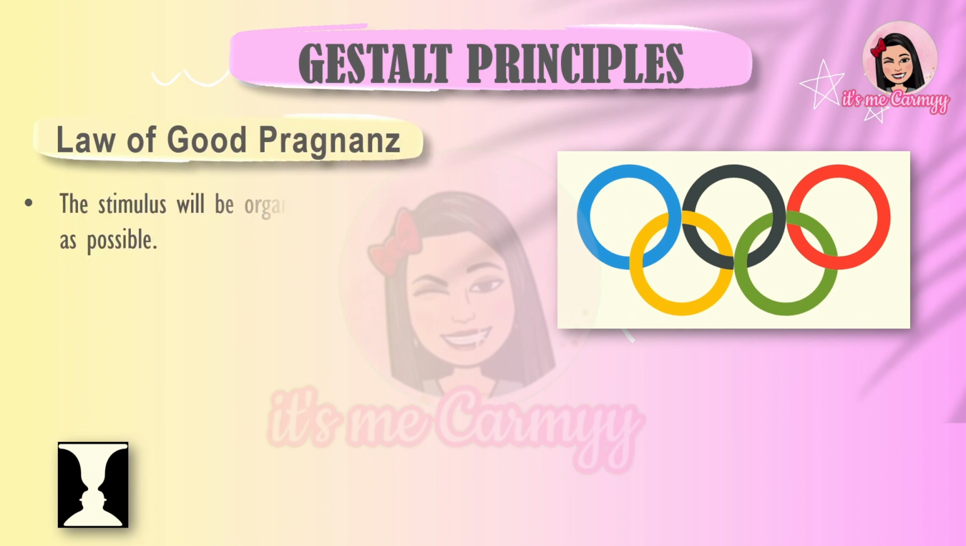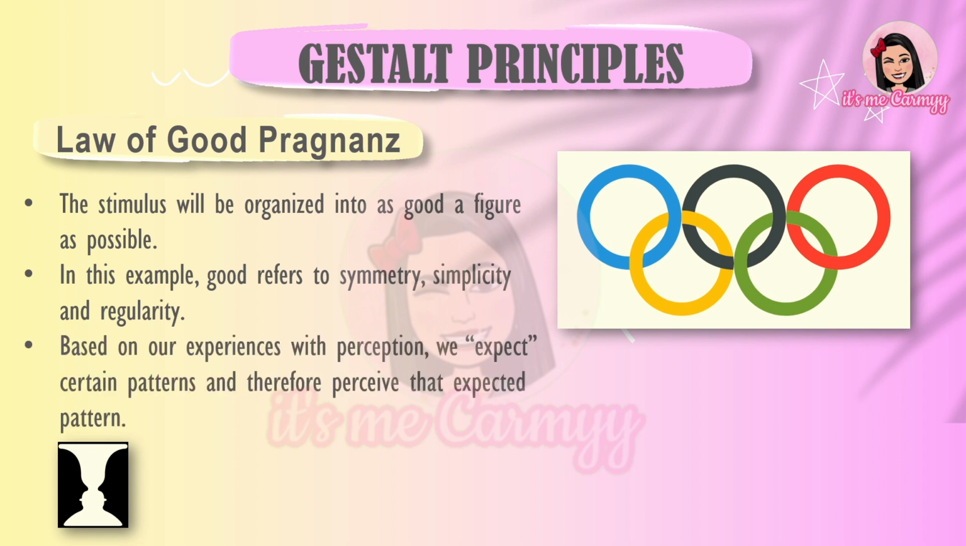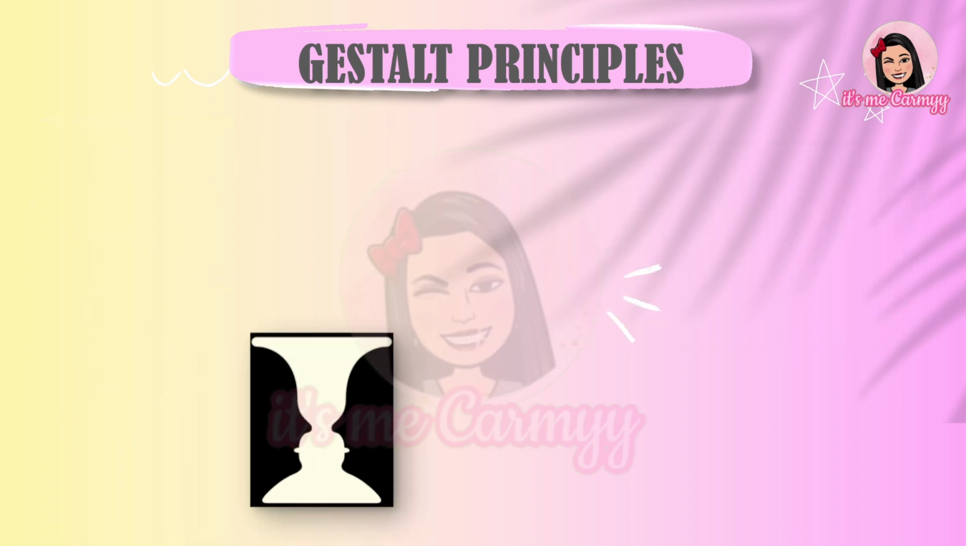Law of good pragnanz. The stimulus will be organized into as good a figure as possible. In this example, good refers to symmetry, simplicity, and regularity. Based on our experiences with perception, we expect certain patterns and therefore perceive that expected pattern.